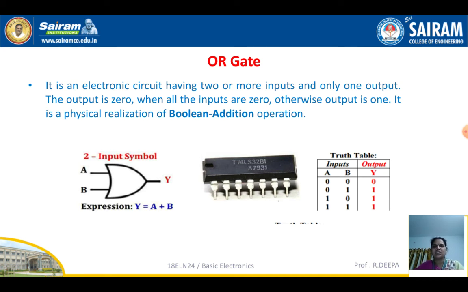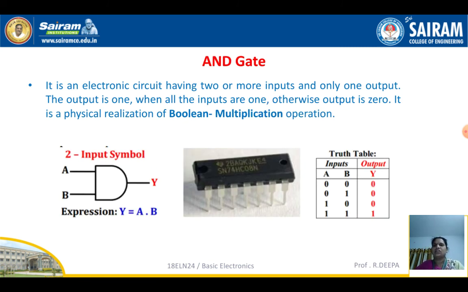Next to that, it is the IC diagram of the OR gate, and the truth table is, let us have the combinations of A and B, which is 0 0, 0 1, 1 0, 1 1. So we are going to add it. 0 plus 0 is 0, 0 plus 1 is 1, 1 plus 0 is 1, 1 plus 1 is 1.